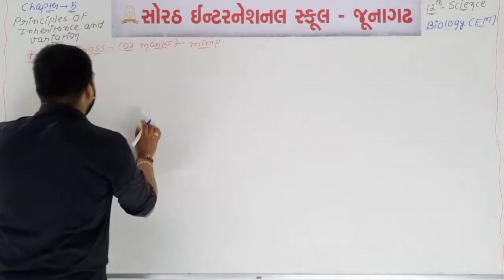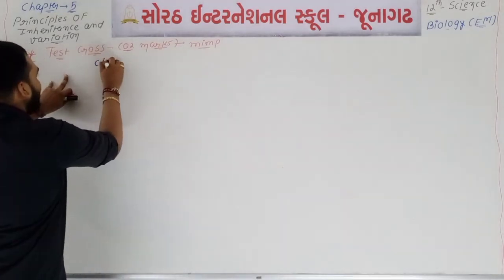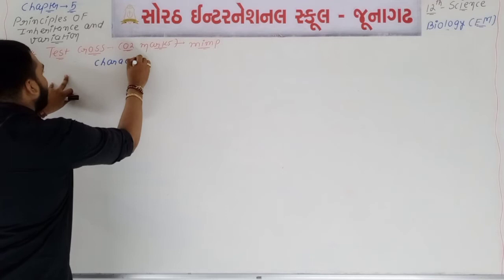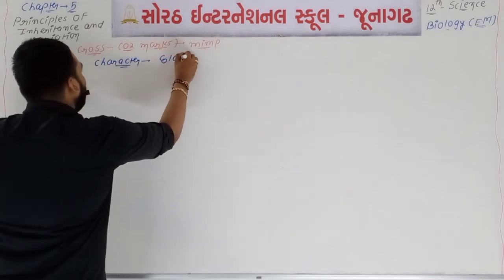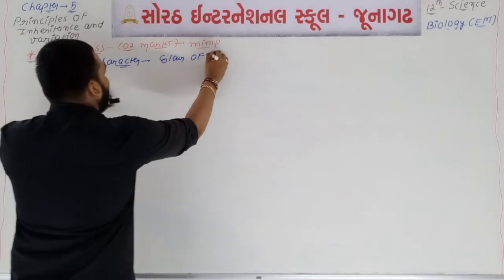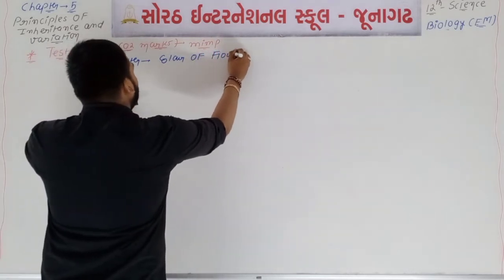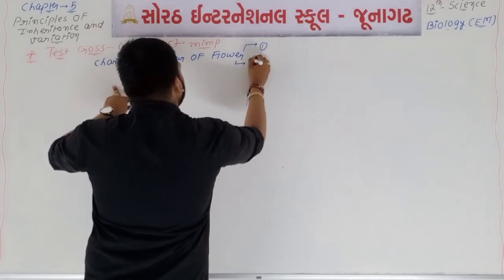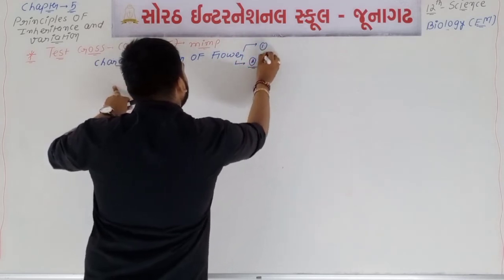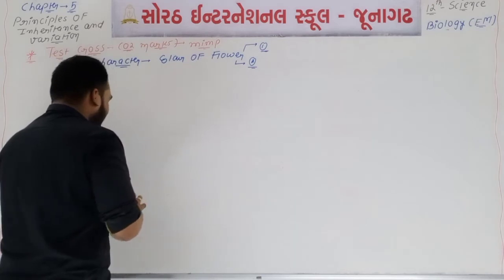So if we take one character, and this character is the color of flower. You know that according to Mendel, one character has two different types of factors. The first one is dominant and the second one is recessive.